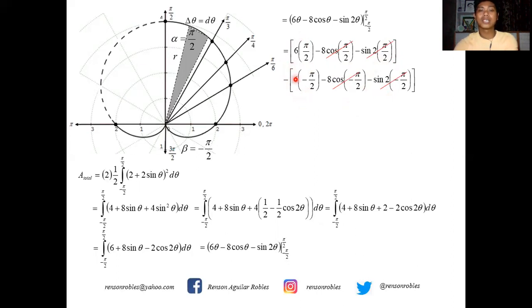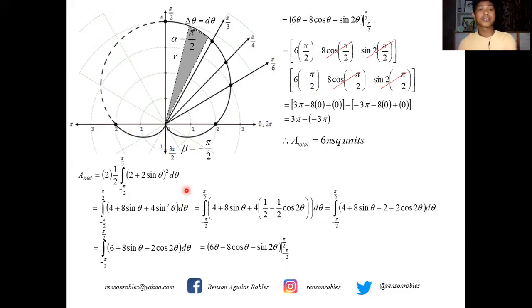So you have 6 times pi over 2. That's 3 pi. Okay, and then minus 6 times negative pi over 2 is negative 3 pi. So adding these two, you got 6 pi square units. So this is the total area of the region enclosed by the cardioid r equals 2 plus 2 sine theta.